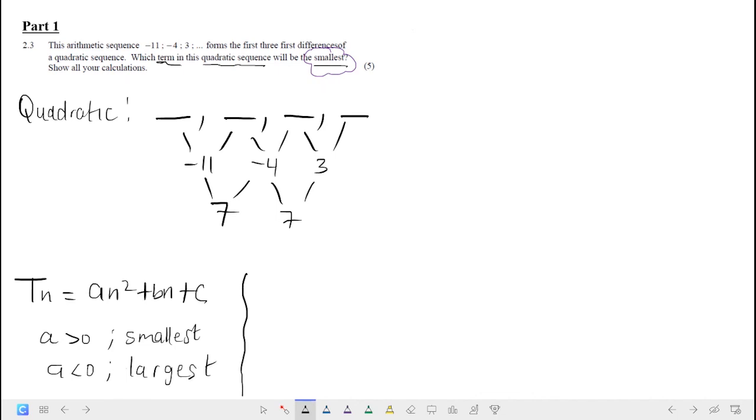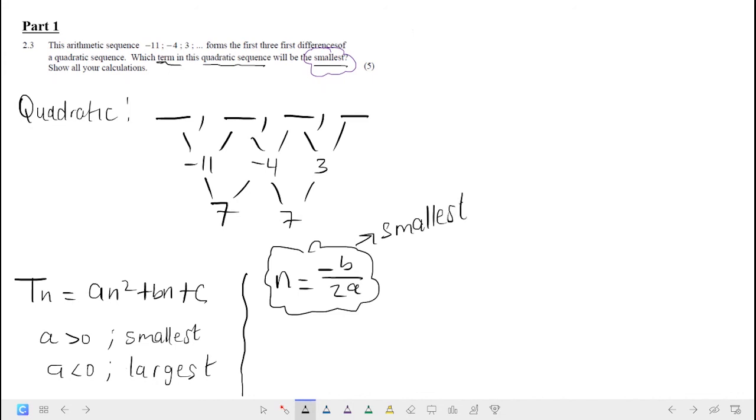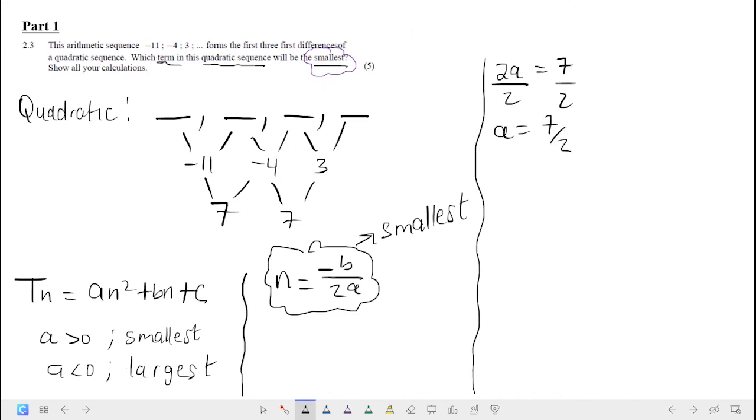Because we have a quadratic, that extreme value you can only achieve when n is equal to minus b over 2a. So this is the term where we have the smallest. So what we're going to do is use the information that we have here. We have 7 as the second difference, so we're going to say 2a is equal to 7. If we divide both sides, a becomes 7 over 2. As you can see, our a is positive, so we're expecting a smallest value here.